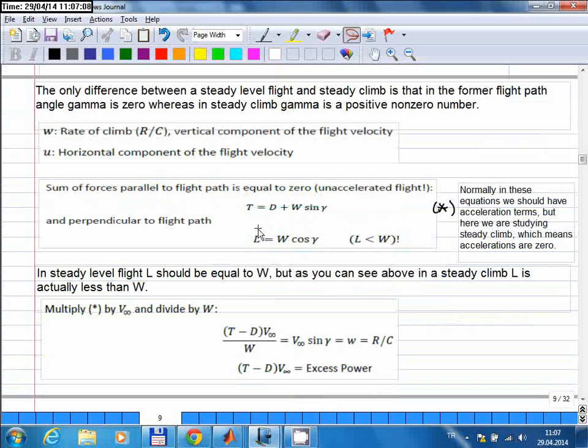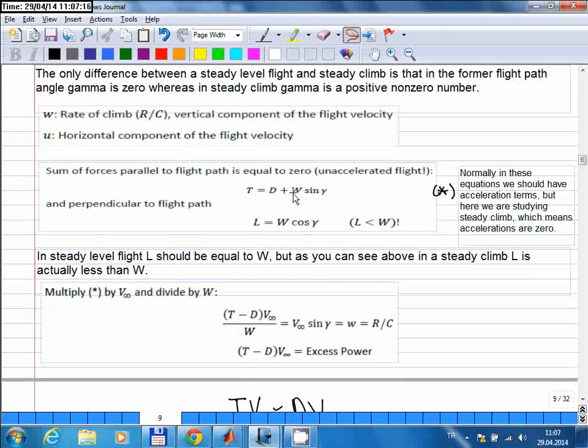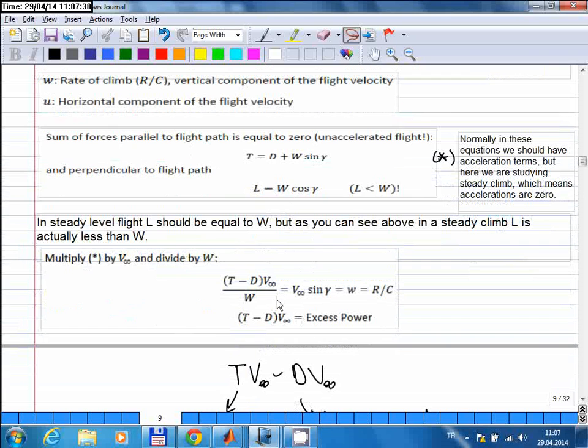Okay? So we take this equation and we do the following. We divide this entire equation with the weight of the aircraft and multiply it with the speed. Okay, so it doesn't change anything. We do this to both sides of the equation. And this is what we get. We throw this D to the other side. So we have T minus D. Multiply that by V and divide it by weight. So this is what we have on the left. On the right hand side, this W gets cancelled and it's multiplied by V, the speed of the flight.